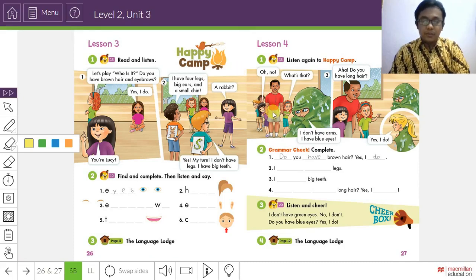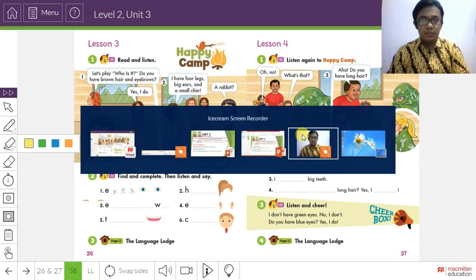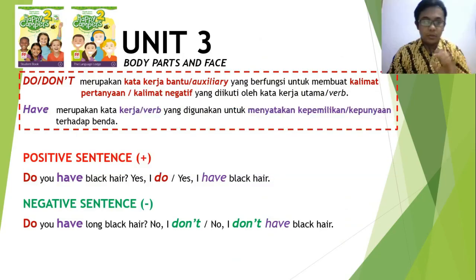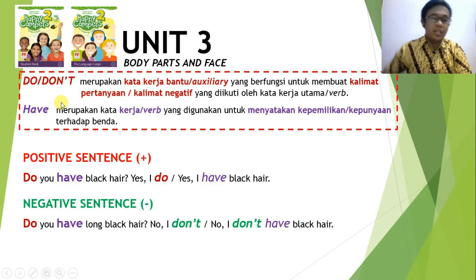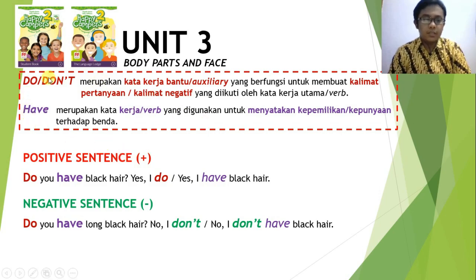Okay, so now before we try to fill this one, Mr. Martin will give you the PowerPoint about how to use do or don't and have. You can download it as usual. So what is do? Do or don't, do or do not. This is for the negative one. This is the positive. Actually this is to make a question. It is a helping verb, or auxiliary.